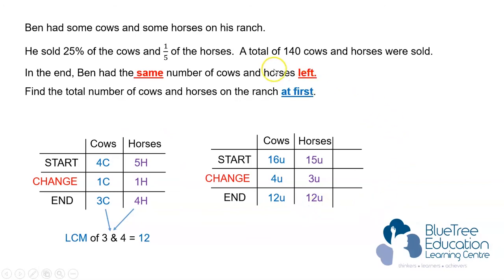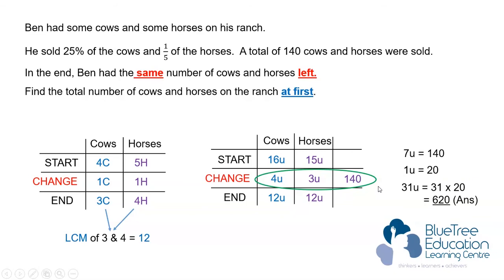The last information, which is that 140 cows and horses were sold, is to be input over here. And hence, you'll be able to see this relationship that 7 units equals 140, 1 unit equals 20, and they're looking for the total number of cows and horses on the ranch at first, and that's 31 units, which is 31 times 20, which gives you the answer 620.